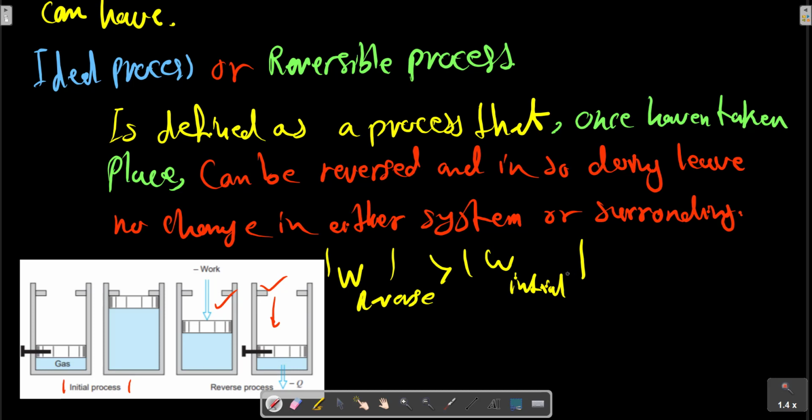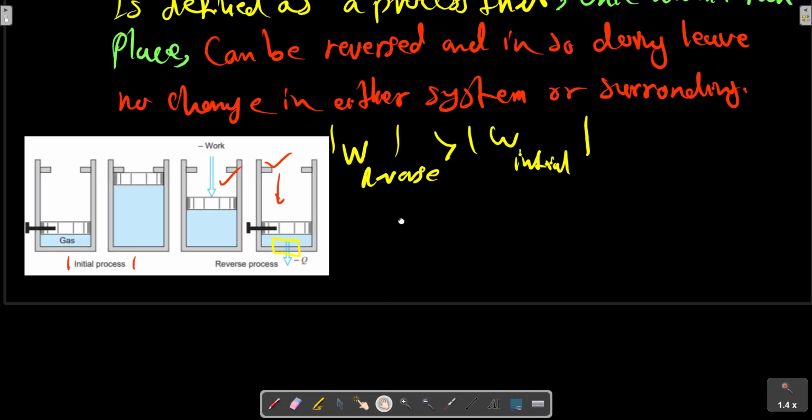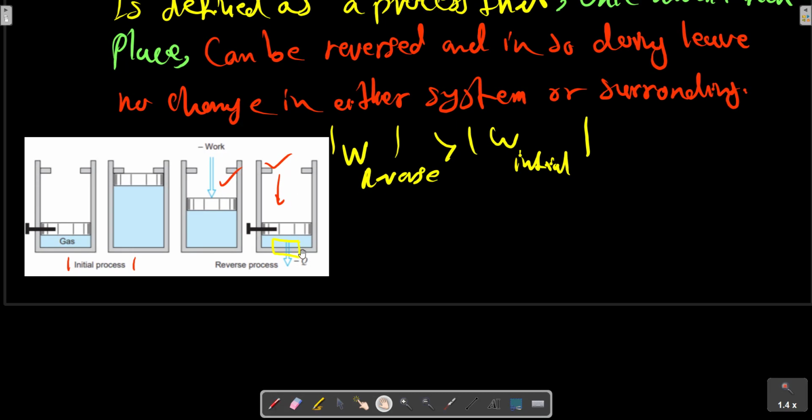An amount of heat Q must be transferred from the gas during the reverse stroke so that the system has the same internal energy as it had originally. Thus, the system is restored to its initial state, but the surroundings have changed by virtue of the fact that work was required to force the piston down and heat was transferred to the surroundings. The initial process, therefore, is an irreversible one because it could not be reversed without leaving a change in the surroundings.